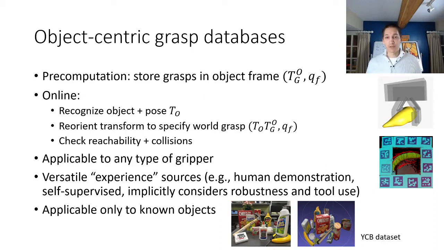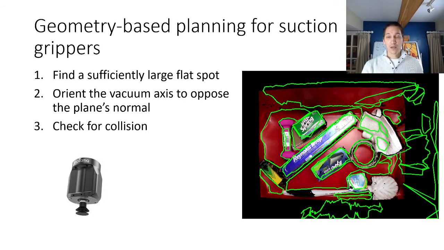Nevertheless, using these types of grasp databases is still a very active field of research. For example, the YCB dataset is a set of objects in the physical world as well as their virtual counterparts that we can use for this type of grasp database approach for manipulation planning. Now, if we don't know what kinds of objects we're going to be seeing, we have to resort either to learning-based approaches or geometry-based approaches, and we'll talk about geometry-based approaches this time.